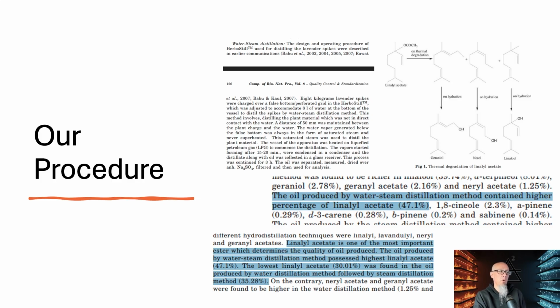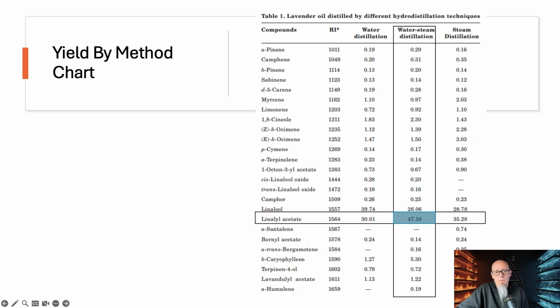Okay. The oil produced by the water steam distillation method possessed the highest linalyl acetate. The lowest linalyl acetate was found in the oil produced by water distillation methods, followed by steam distillation. Okay, which would make sense because the plant material has been cooked. All right, it's been boiled. All right, so here it is again.